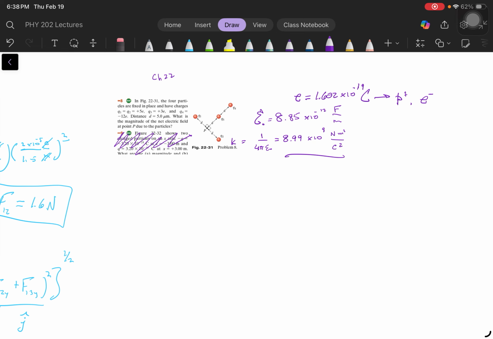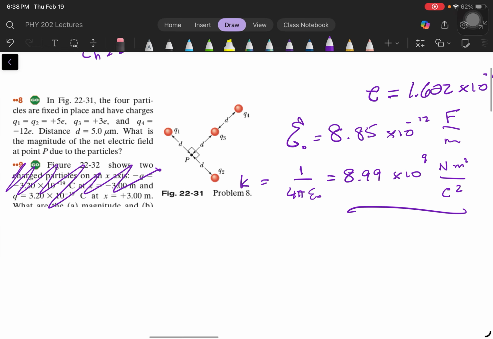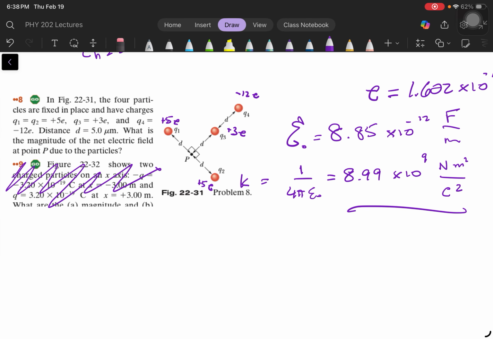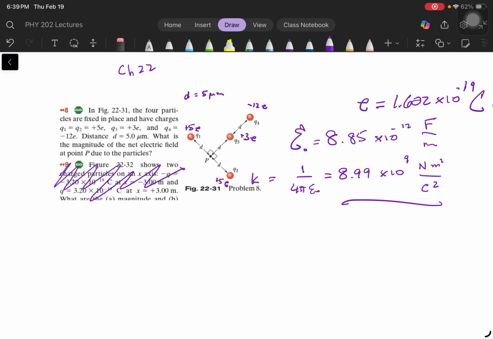Okay, so problem 8 from chapter 22. We have 4 particles, all fixed in place. And we are given Q1 equals Q2 is plus 5e. Q3 is plus 3e. And Q4 is negative 12e. And then D is equal to 5 micrometers.